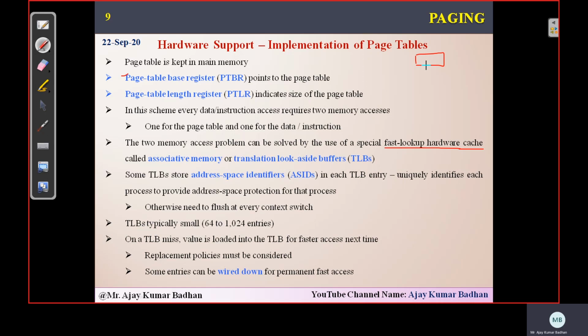In the memory hierarchy, the storage hierarchy, we have seen registers, then we have seen cache, then RAM. The same concept is coming up, nothing else. So this cache is called fast lookup hardware cache, which is used as associative memory, and the name given for it is translation lookaside buffer. We call this cache a buffer. What kind of buffer? TLB buffer.